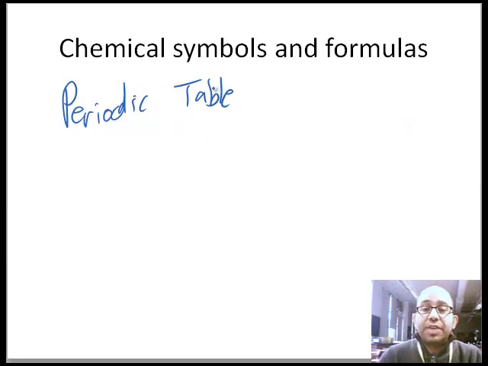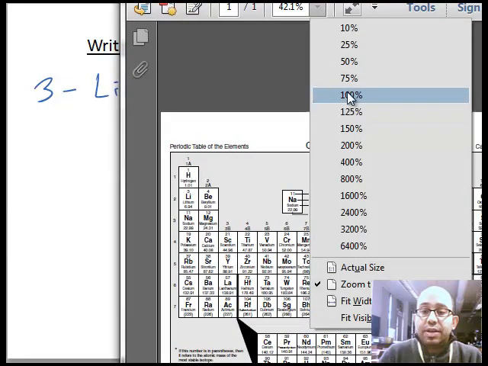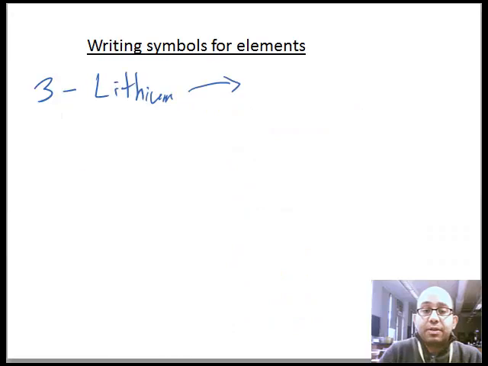So the first thing you need to do is you need to know how to write symbols for elements. So for example, when looking at the periodic table, you look at atomic number 3. It says lithium. That's the name of the atom, and this is the way it's written on the front of the Chemical Symbols and Formulas handout. You need to write the symbol for this. Well, when you look at that and we zoom in, you see that's big L, little I. So we write big L, little I.